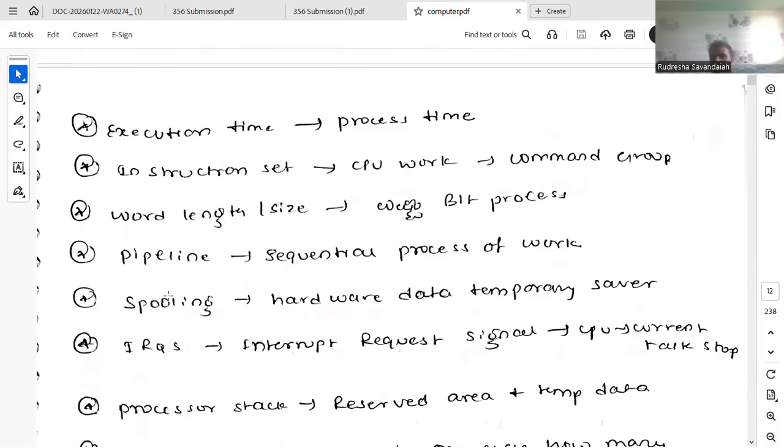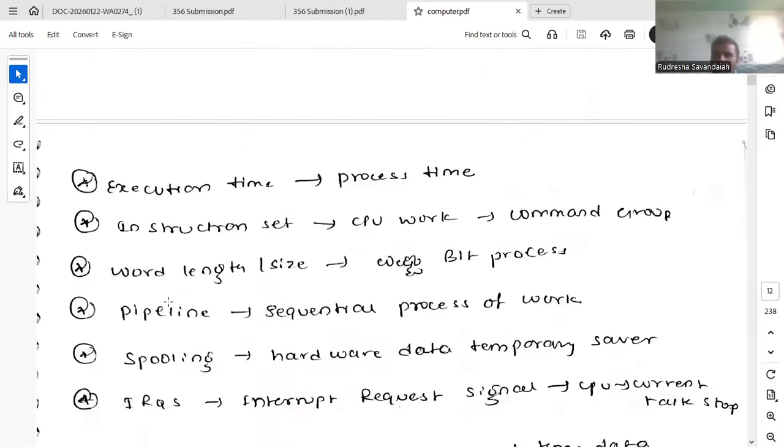Execution time. What is meant by execution time? It means process time. Instruction set, CPU works, and next command errors. Word length by size. Bit processor. Pipeline. Sequential process of work.